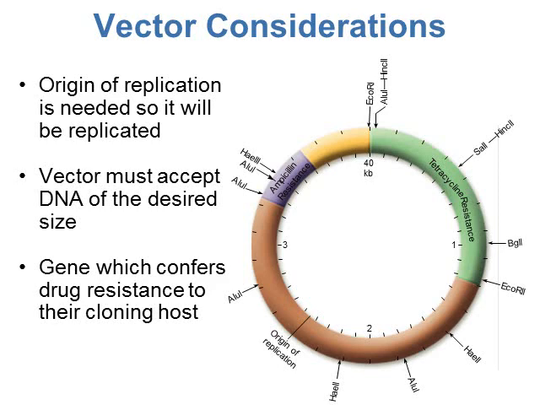So, vector considerations. Again, we want a vector that's really well characterized, so we know what's on it. We need an origin of replication so we can actually replicate the vector. The vector must be able to accept DNA of a desired size, so it has to hold our gene of interest. And the vector has to confer drug resistance to the cloning host. The drug resistance is how we identify whether the DNA piece we're interested in has been put into the vector.